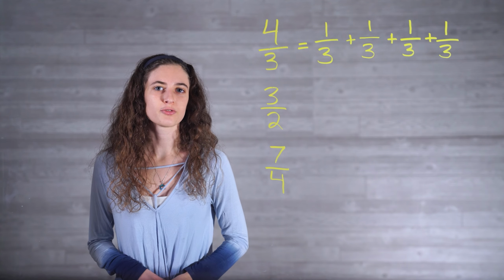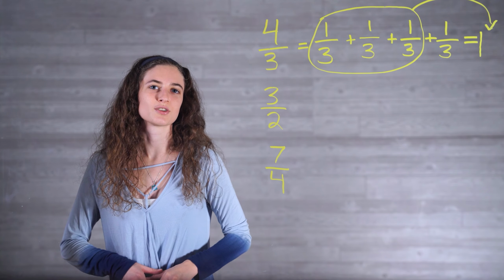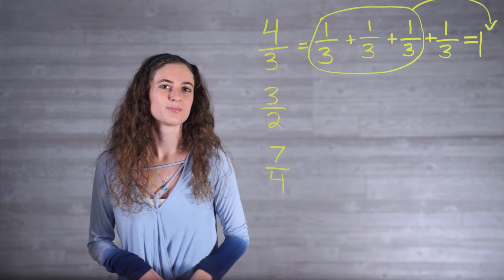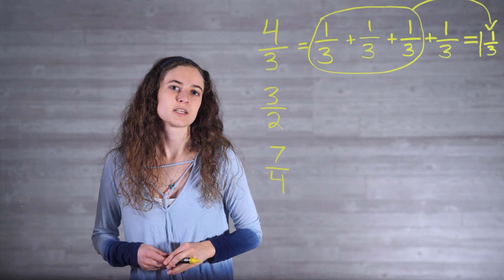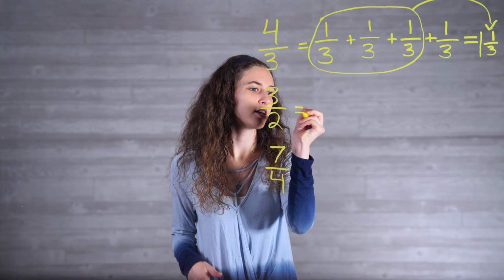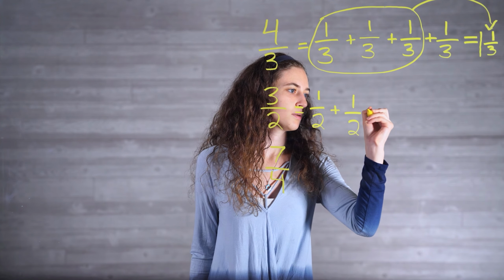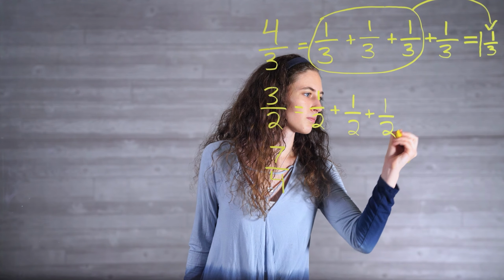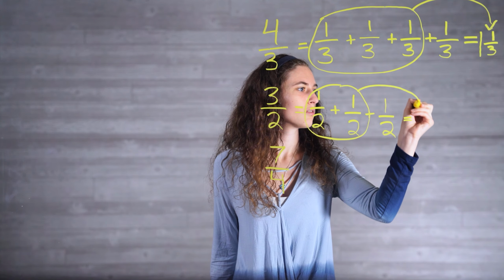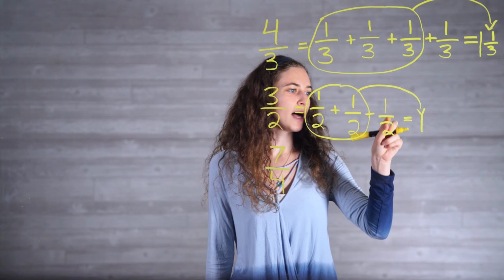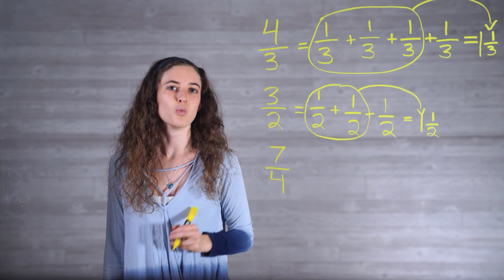4/3 can be visualized as 1/3 plus 1/3 plus 1/3 plus 1/3. We know that 3/3 is equal to 1, so let's group 3 of these thirds together. We are now left with 1 1/3 as our mixed number. 3 halves can be visualized as 1/2 plus 1/2 plus 1/2. We then know that 2 halves, 2 over 2, makes 1 whole, and we're left with 1/2 left over. So 3 halves as a mixed number is 1 1/2.